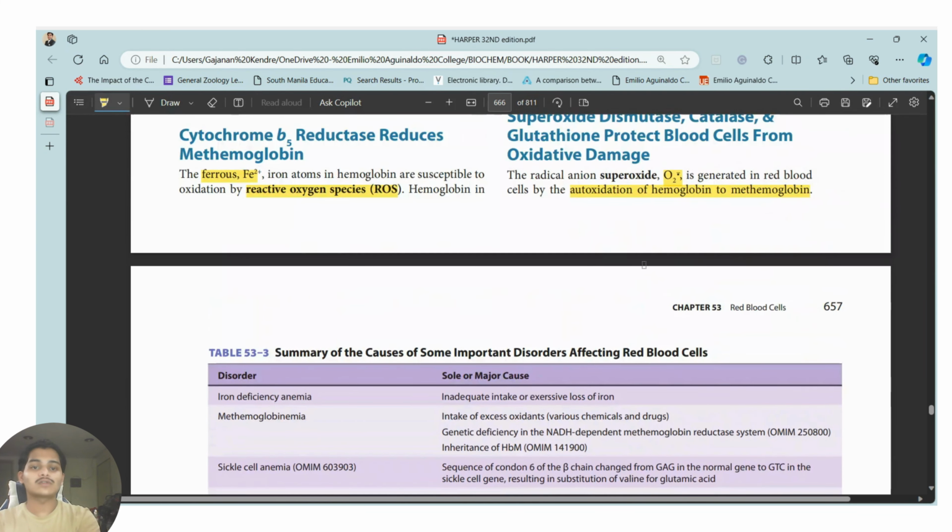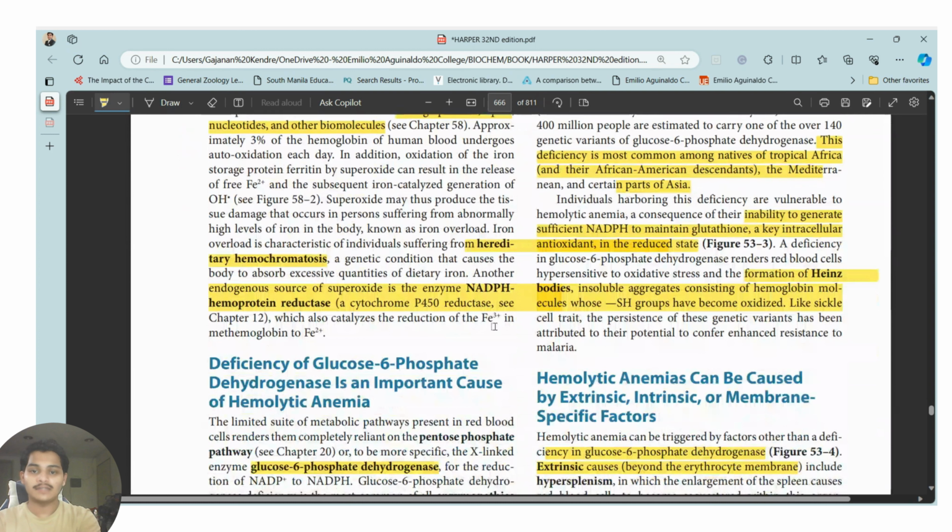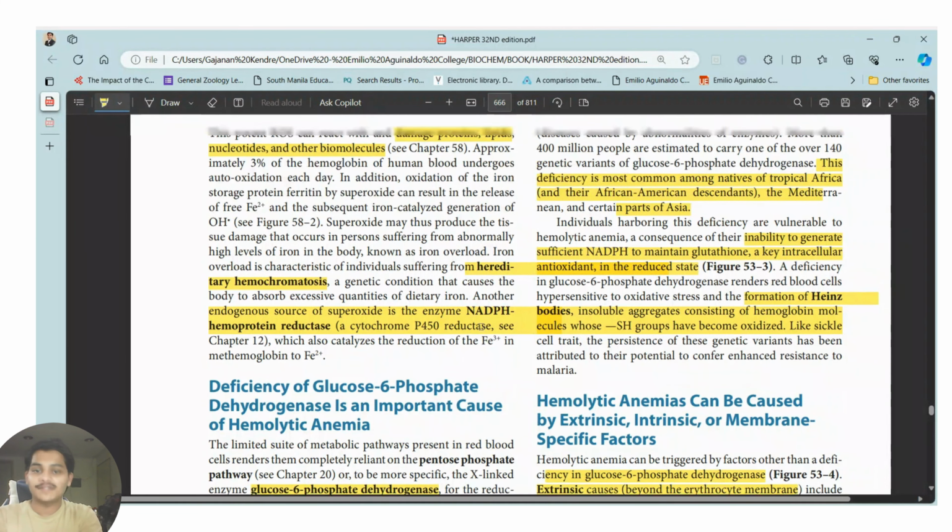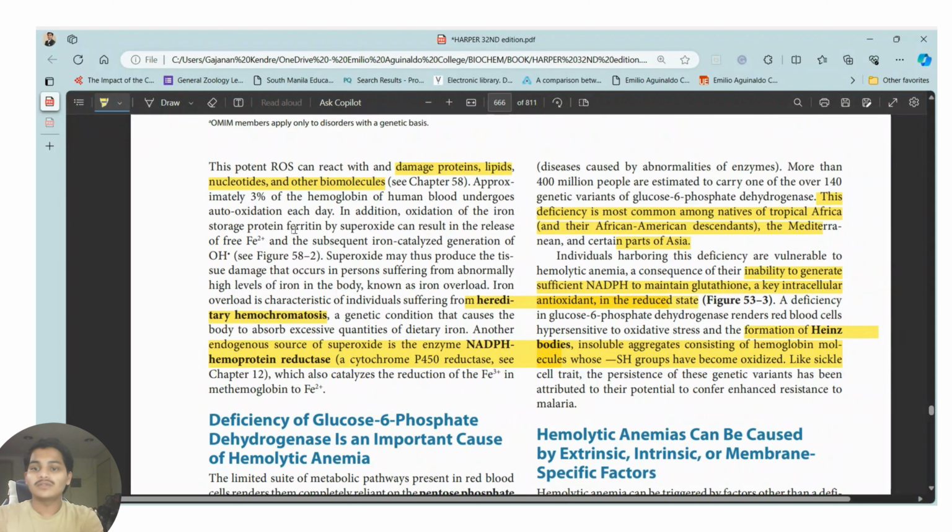There is another source of superoxide, the enzyme NADPH hemoprotein reductase, which catalyzes the reduction of the Fe3+ in methemoglobin to Fe2+ and forms superoxide species. What does this ROS do? ROS can react with substances like proteins, lipids, nucleotides, and other biomolecules, and can damage them.